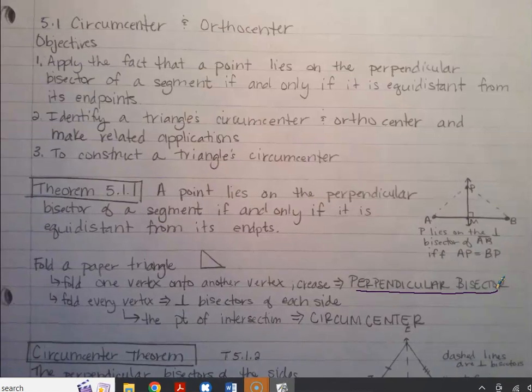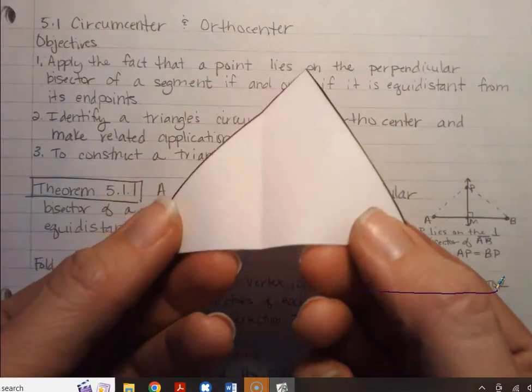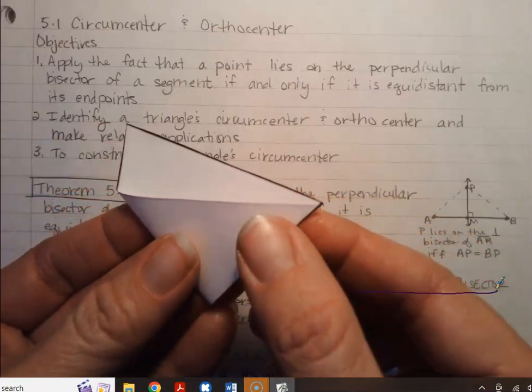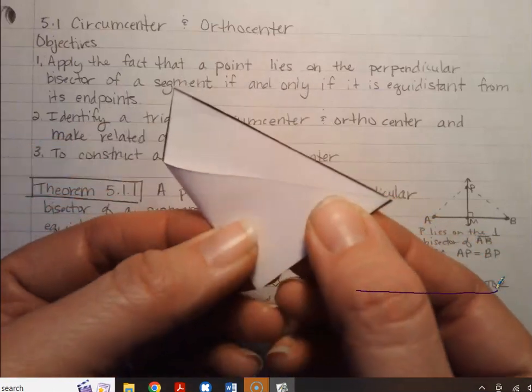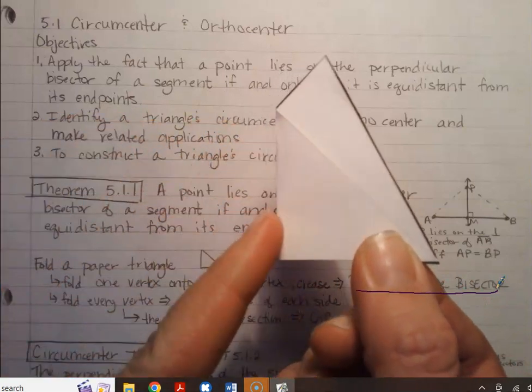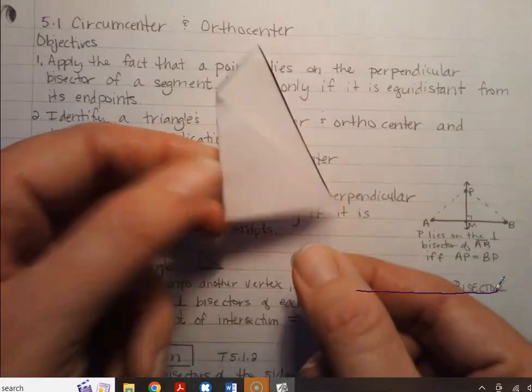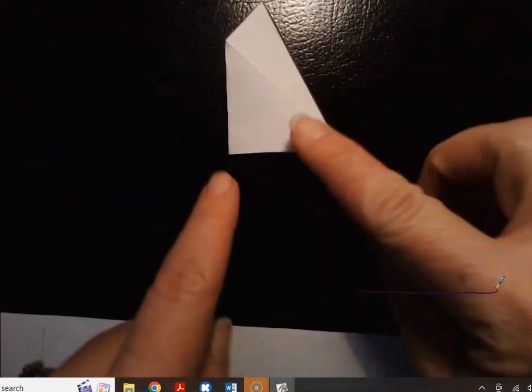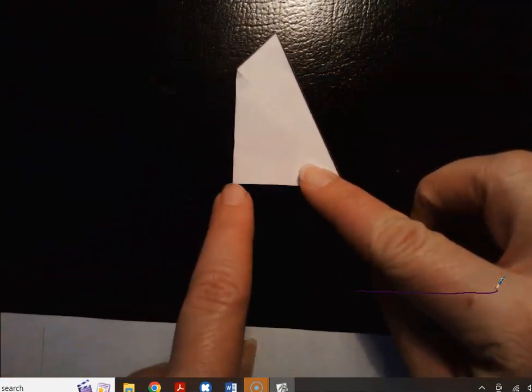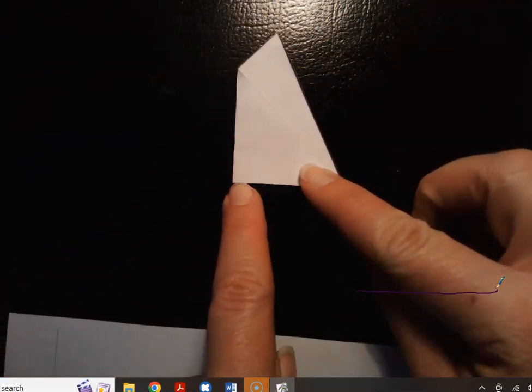Okay, so on this one, we creased it, right? Vertex to vertex, put a crease in it. This right here is the perpendicular bisector, because if we look, that's the line where we folded it. It's perpendicular. This is a right angle, isn't it?